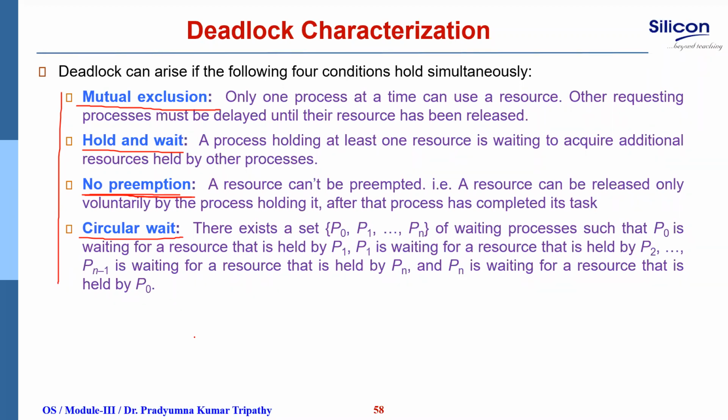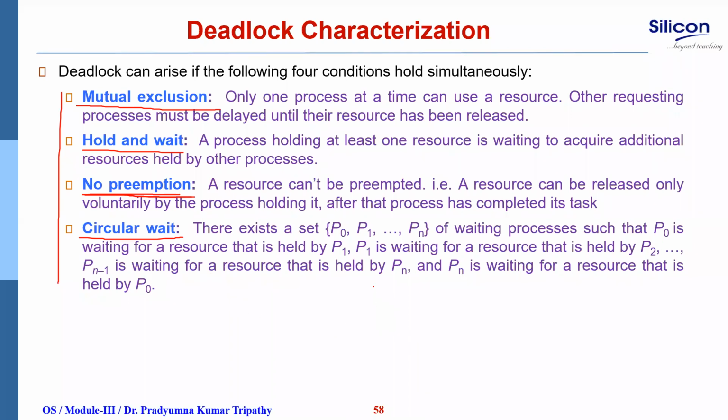The fourth one is the circular wait. Circular wait means there exists a set of waiting processes, suppose P0, P1, P2 up to Pn, such that P0 is waiting for a resource that is held by P1, P1 is waiting for a resource that is held by P2, and P2 is holding some resource and waiting for P3, P3 for P4, like that up to Pn minus 1.